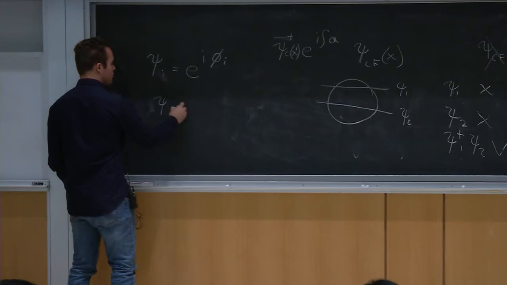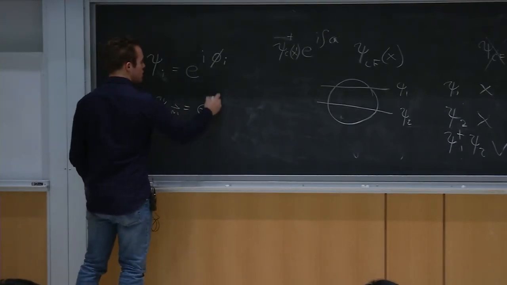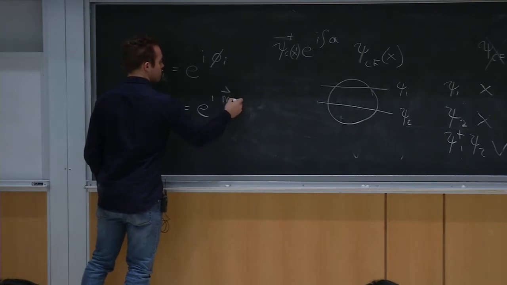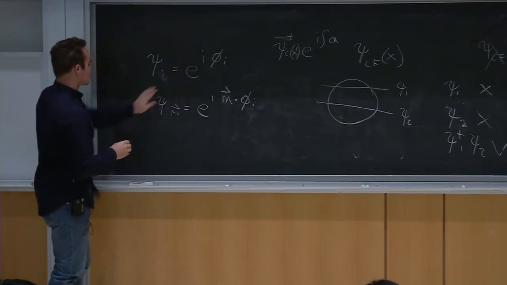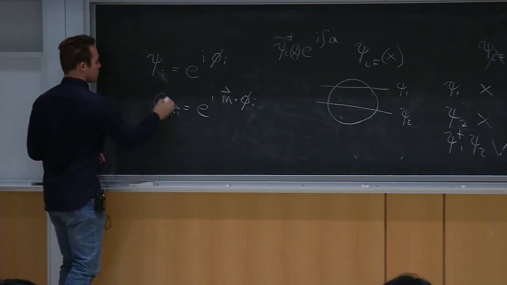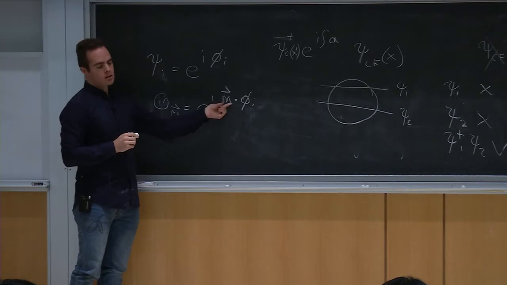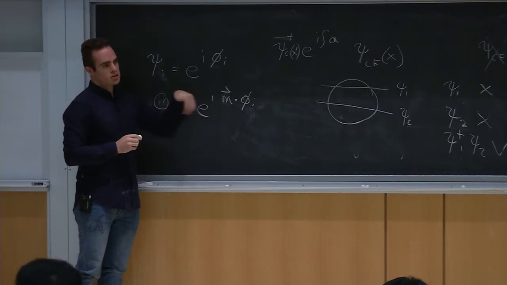So a general operator that you could write down would be, I'll write it as psi m vector, equal to e to the i m dot phi I. Well, actually, I should just call this O in general. So this is not necessarily a fermion. It depends. So m is a vector of integers.